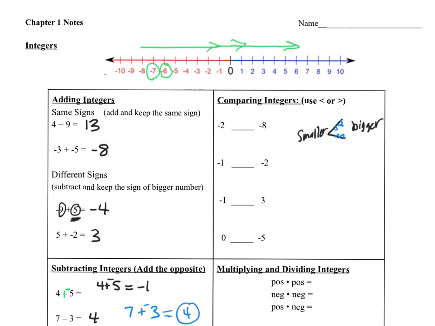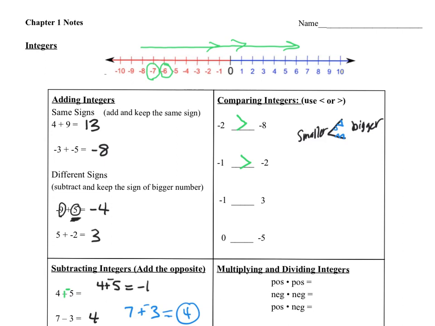So on this first example, -2 and -8, comparing those two, -2 would be greater than -8, so I would put the mouth towards the -2. And the arrow is pointing towards the smaller number. Now, comparing -1 and -2, -2 is smaller than -1, so the mouth would open towards the -1.